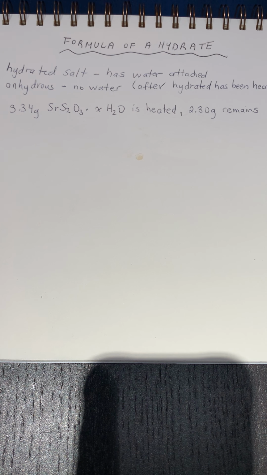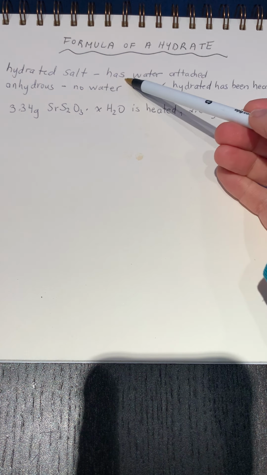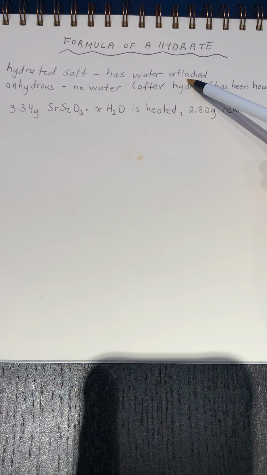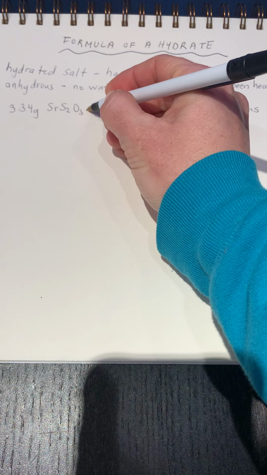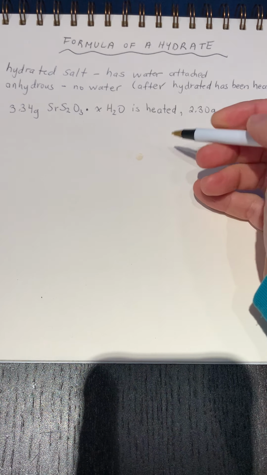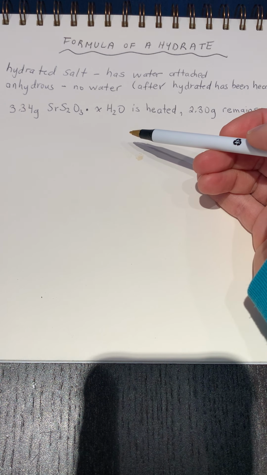Today we're going to be talking about how to calculate the formula of a hydrate. So a hydrate is not just a regular compound like we were doing before with empirical and molecular formula. A hydrated salt has water attached to it. So it's a type of ionic compound that has water molecules, represented by this dot in the middle, attached to the actual compound.